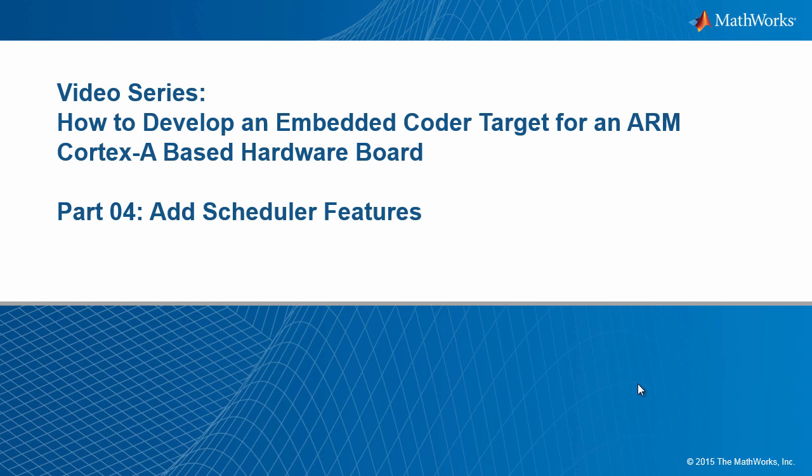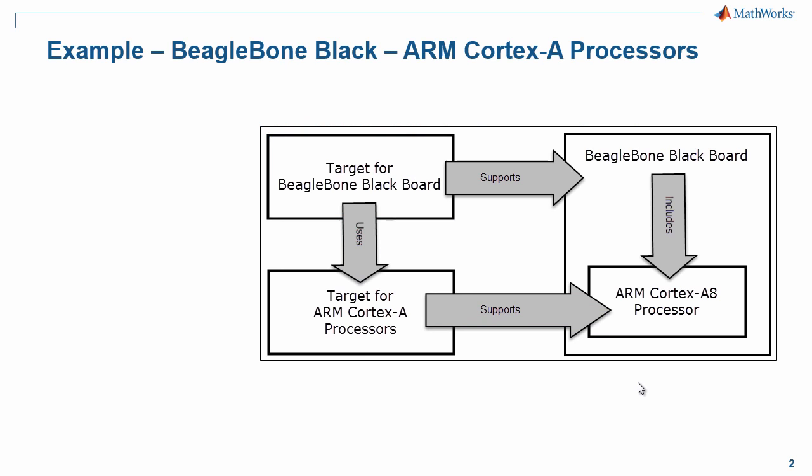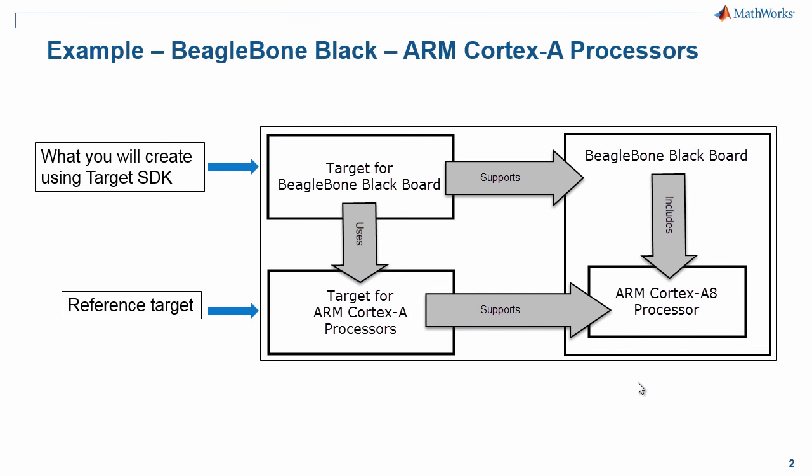This video is a part of a series on how to develop an embedded coder target for hardware platform based on ARM Cortex-A processor. We are using the ARM Cortex-A reference target and the target SDK to build an embedded coder target for BeagleBone Black.